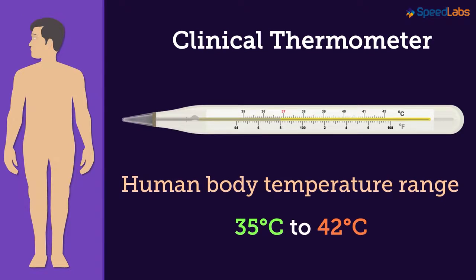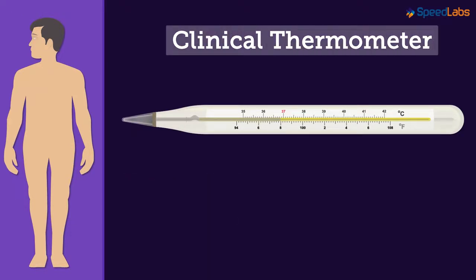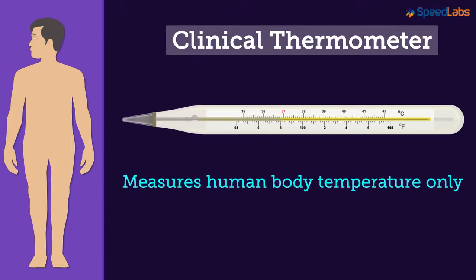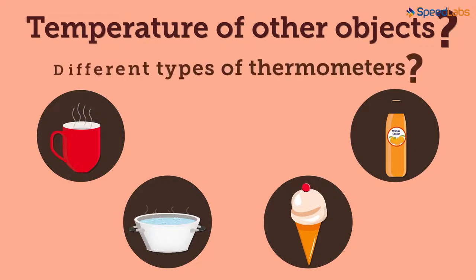degrees Celsius. Let's note another important fact about the clinical thermometer. It's designed to measure the temperature of the human body only. You must be having a question here. How do we measure the temperature of other objects? Are there any different types of thermometers? Let's find the answer to these questions in our next lesson.